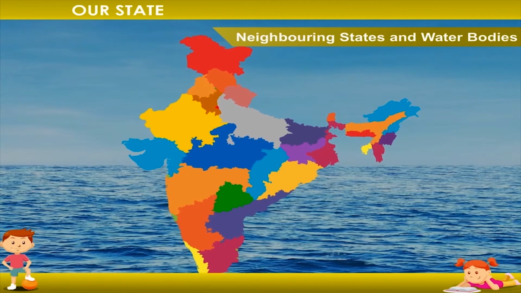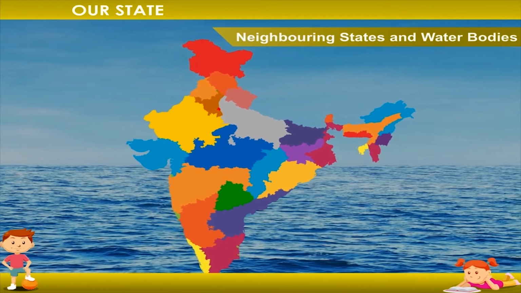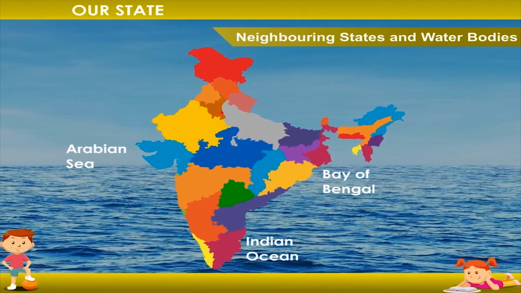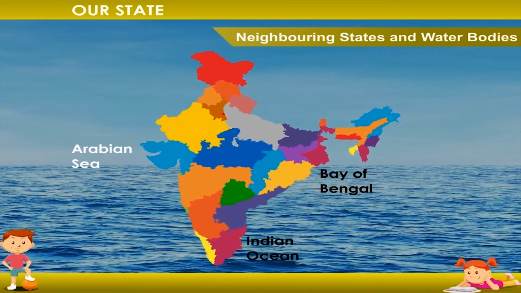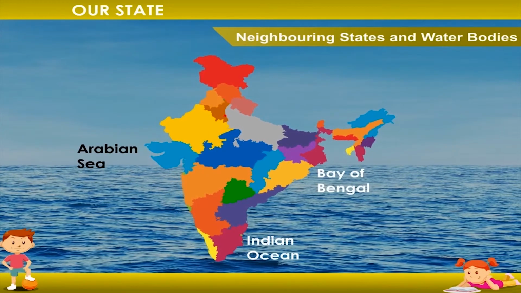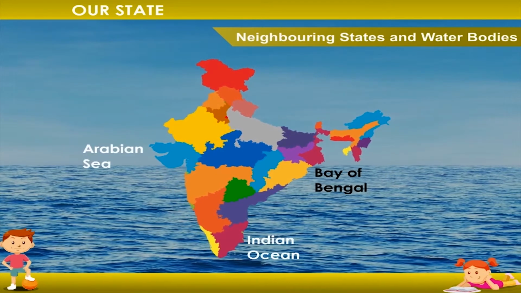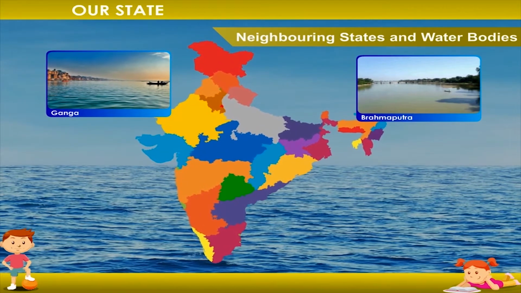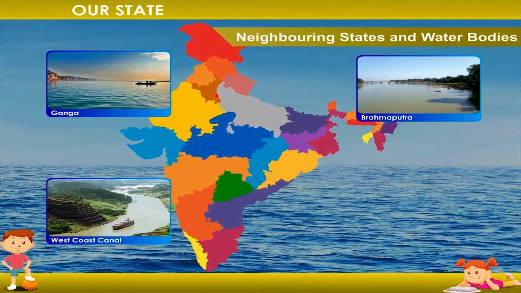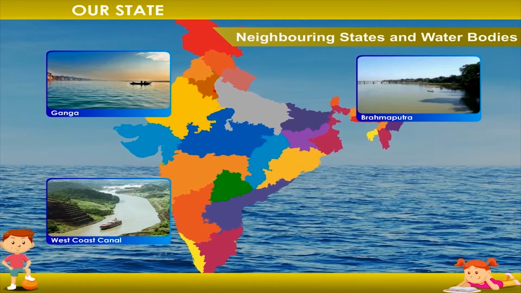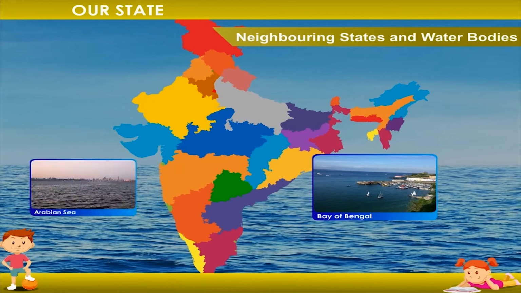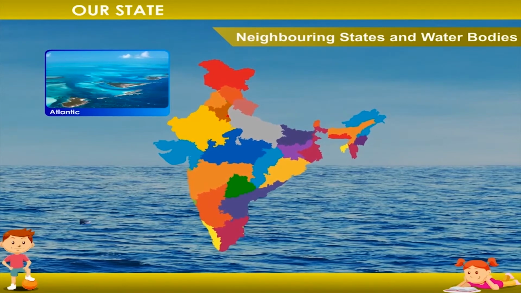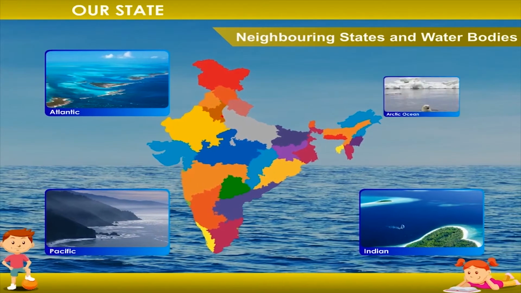Neighboring states and water bodies. India is bordered by the Indian Ocean, the Bay of Bengal and the Arabian Sea. These water bodies cover a coastline of 7,000 kilometers. The major water bodies within the borders of India are Ganga, Brahmaputra and the West Coast Canal. The southern part of India is surrounded by the Bay of Bengal and the Arabian Sea. There are 4 main oceans: Atlantic, Pacific, Indian and Arctic Ocean.